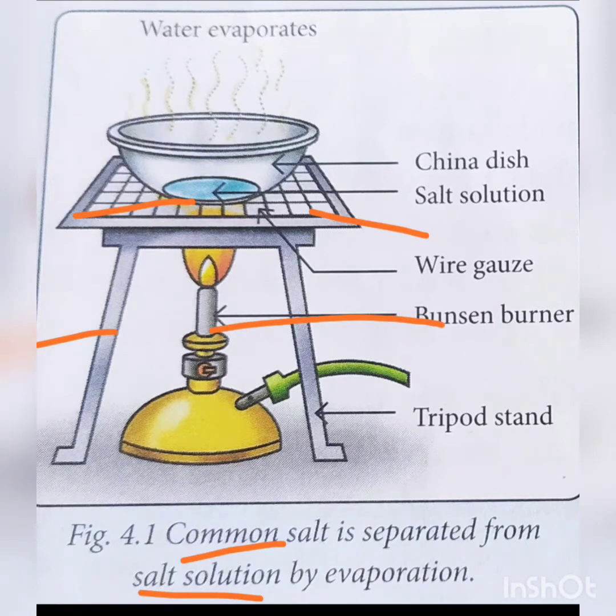We will observe that the amount of solution begins to reduce, and after some time a white residue is left behind in the china dish. The reduction in the amount of solution is due to the evaporation of water from the solution. The white residue which is left behind after evaporation is common salt. In this way, common salt is separated from the salt solution by the process of evaporation.